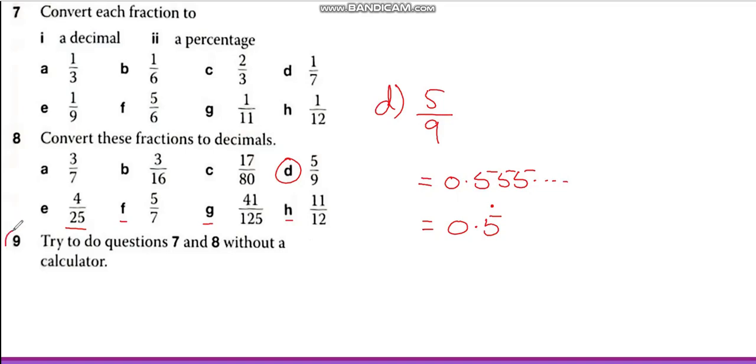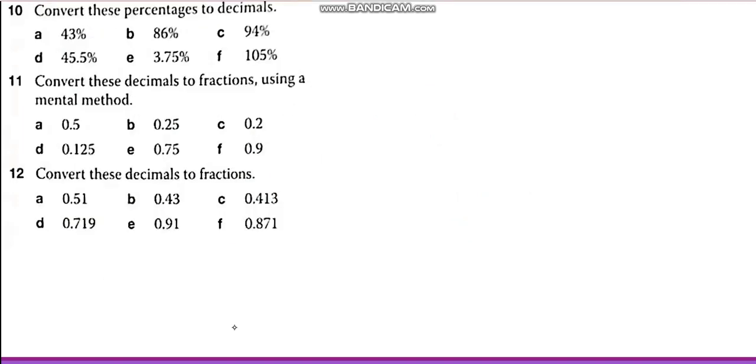In question number 9, they want us to try these questions without a calculator. So I'm also leaving this portion for you. You can easily try because division is very simple. Now let me do question number 10.